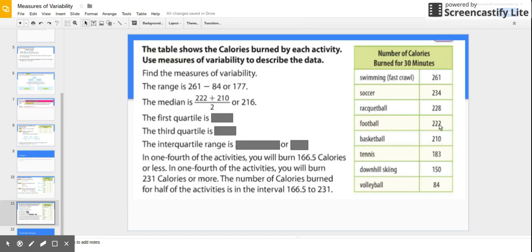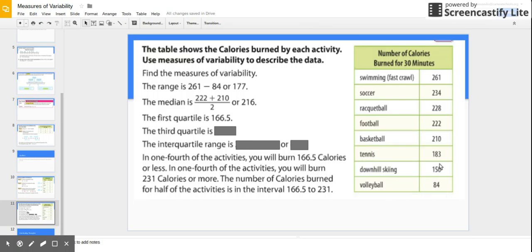Your first quartile, okay, is the median of the numbers that are less than 216. So we have the numbers that are less, 1, 2, 3, 4. So we have between 210 and 84 as our lower range. So the median has to be somewhere between 183 and 150. So we need to find the average between those two, which is 166.5.